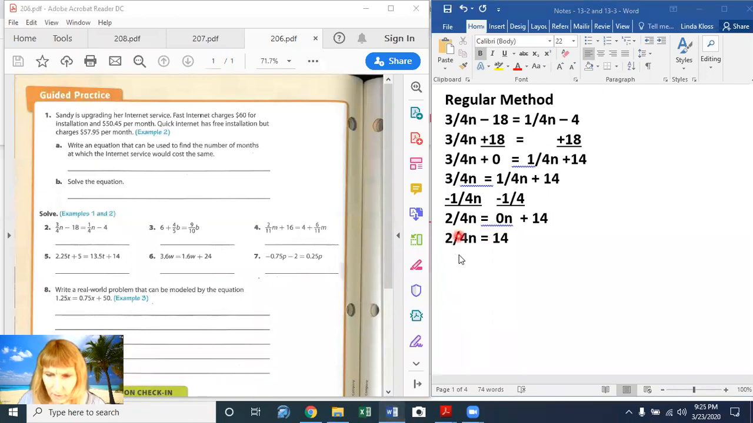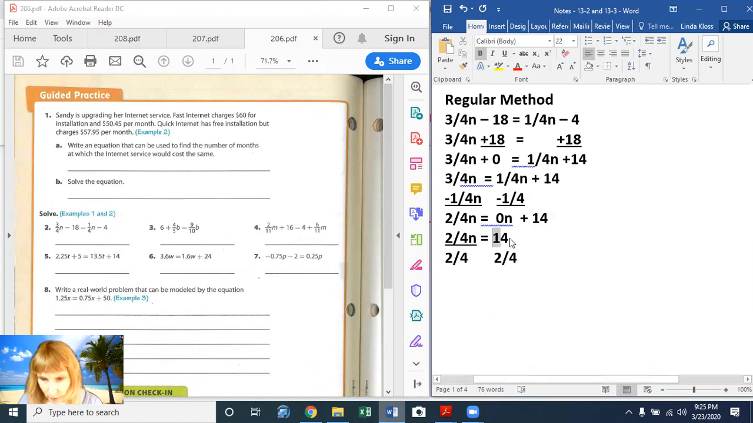This 2/4 n, we have to get rid of the 2/4. 2/4 n means 2/4 times n. So the inverse of times is division. I could do this a couple of ways, and I'm going to show you division first. I'm going to divide both sides by 2/4. Last time, I think I told you to use the reciprocal, and I'm going to show you why this works. When you're dividing by a fraction, I really have 2/4 n divided by another 2/4.